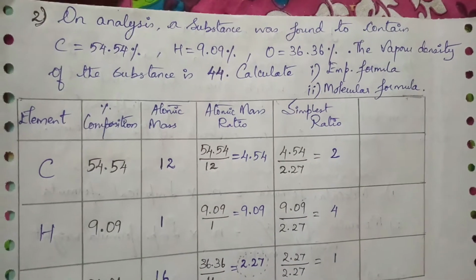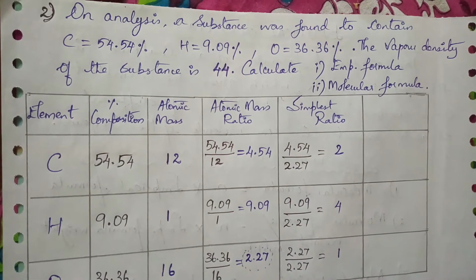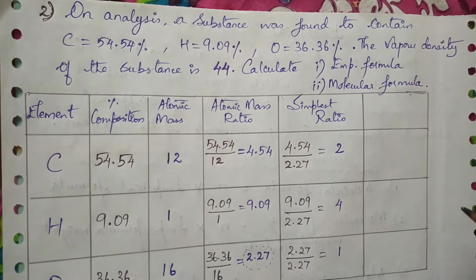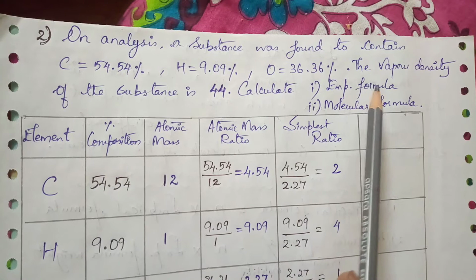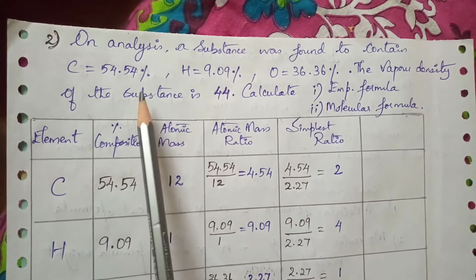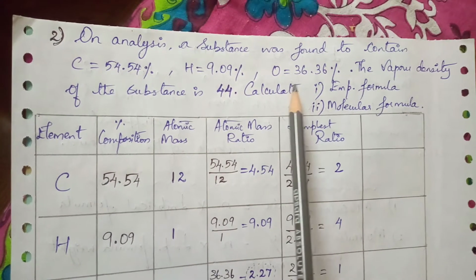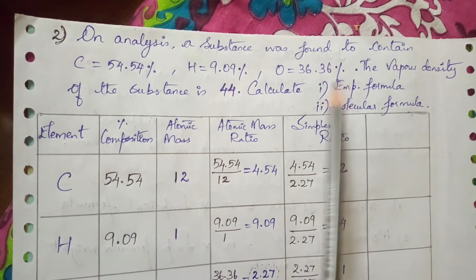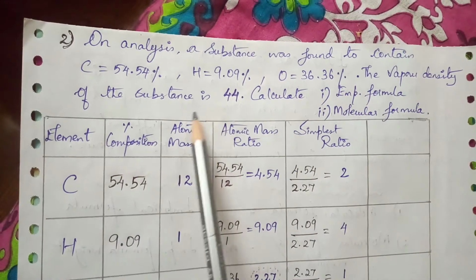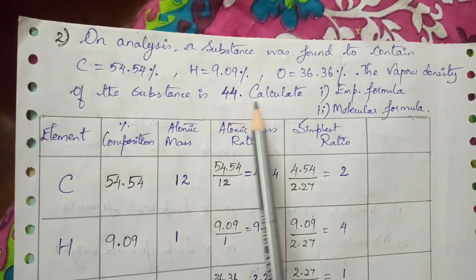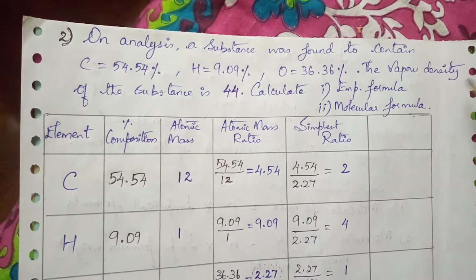Everyone, in this video, we'll be continuing with the empirical formula calculation once again with the usage of the formulas. So here we go with the question. On analysis, a substance was found to contain carbon 54.54%, hydrogen 9.09%, and oxygen 36.36%. From this data, we are also provided with a vapor density. The vapor density of the substance is found to be 44. Using these data, we need to calculate its empirical formula and molecular formula.